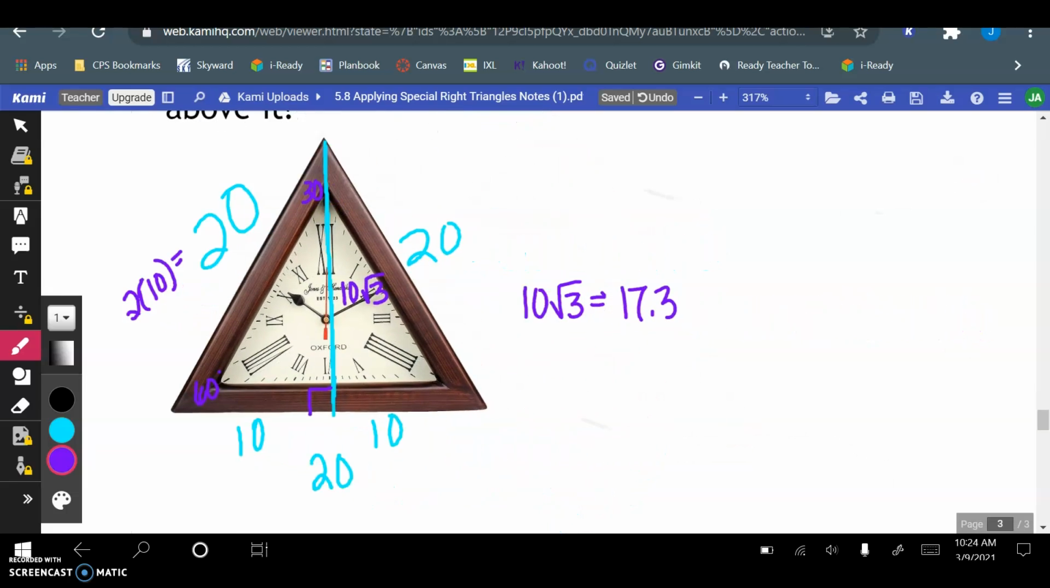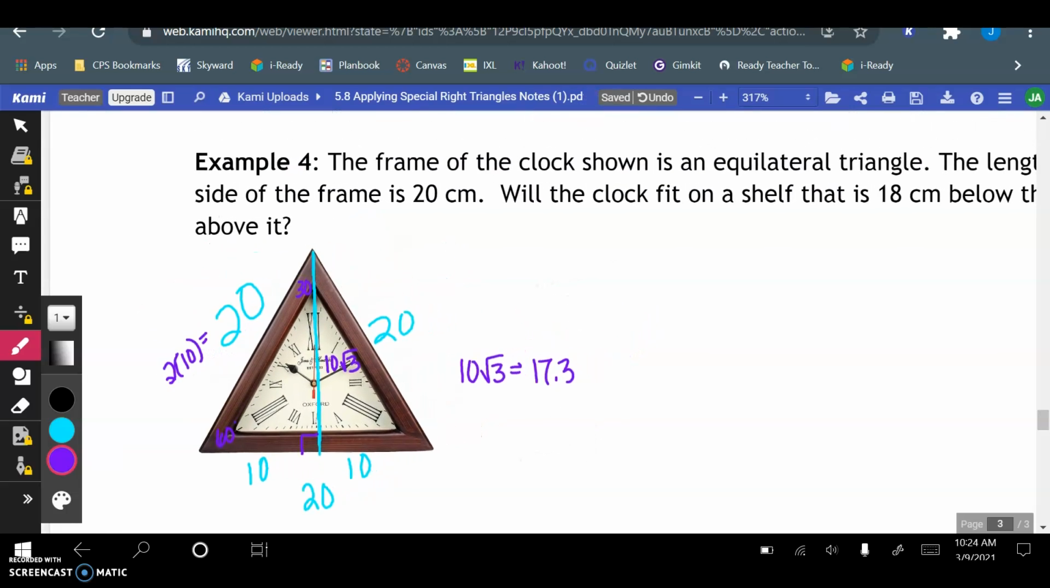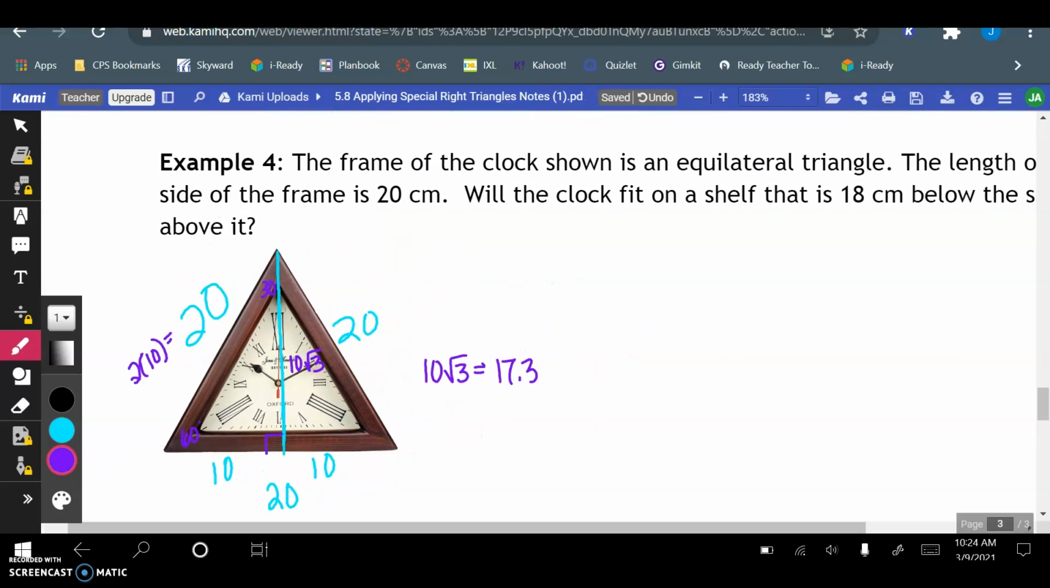So will it fit underneath the shelf that the other shelf is 18 centimeters higher than? It will, just barely. So yes, it will fit.